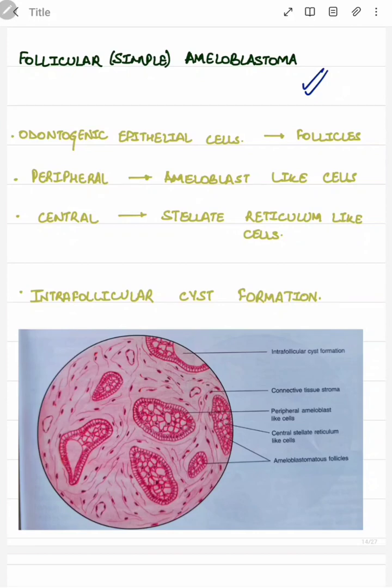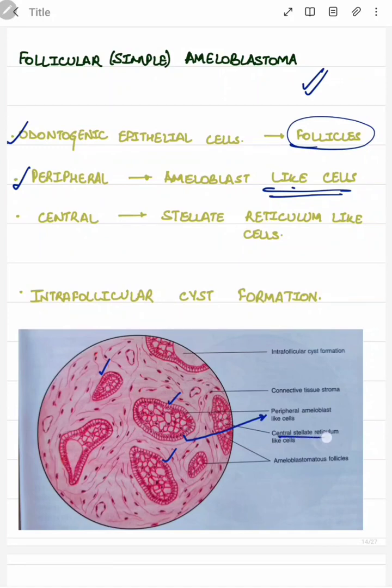So there are two parts that we will discuss. One is the epithelial part and second is the stroma or the connective tissue part. So the first one is odontogenic epithelial cells are arranged in the form of a follicle. So here you can see some follicles present. And at the periphery you can see the ameloblastic type of cells, which are tall columnar. There is reverse polarity, you can see hyperchromatic nucleus is there. So these are all the ameloblast type of cells present in the follicular ameloblastoma at the periphery.